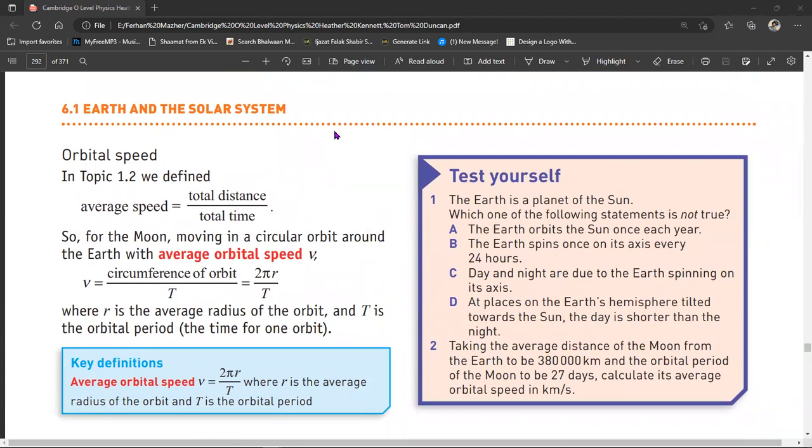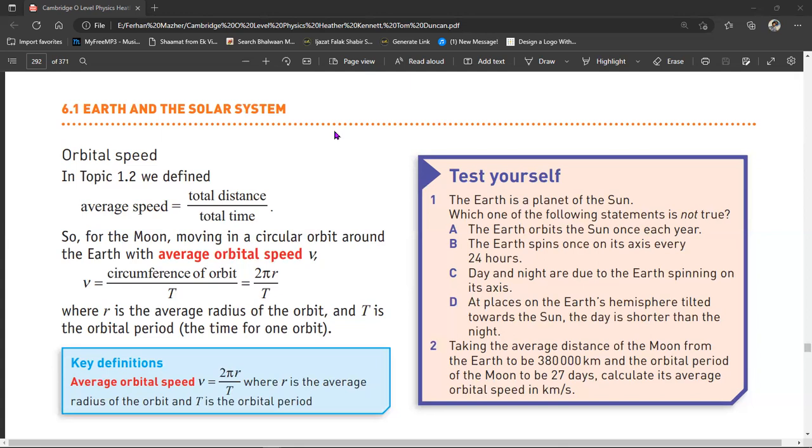Orbital speed. In topic 1.2, we defined that the average speed is equal to the total distance divided by total time. So for the moon moving in a circular orbit around the Earth with average orbital speed v, v equals the circumference of that orbit in which the moon is orbiting, divided by the time the moon takes to complete that orbit.